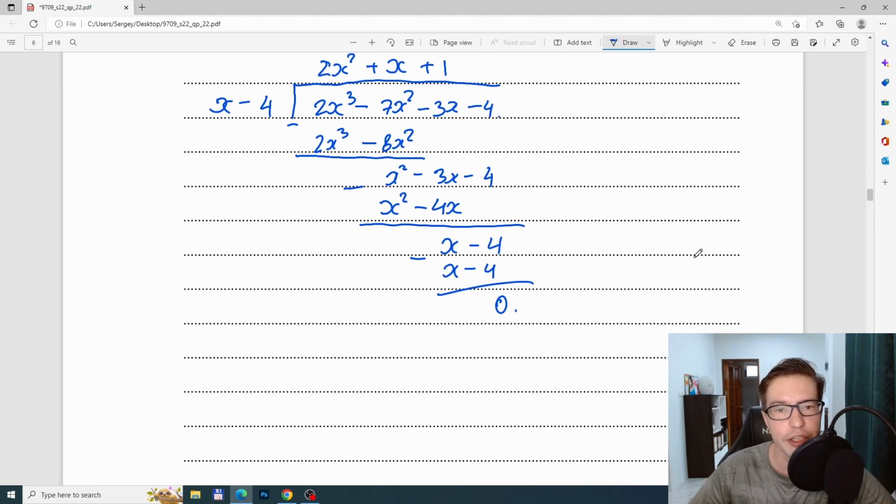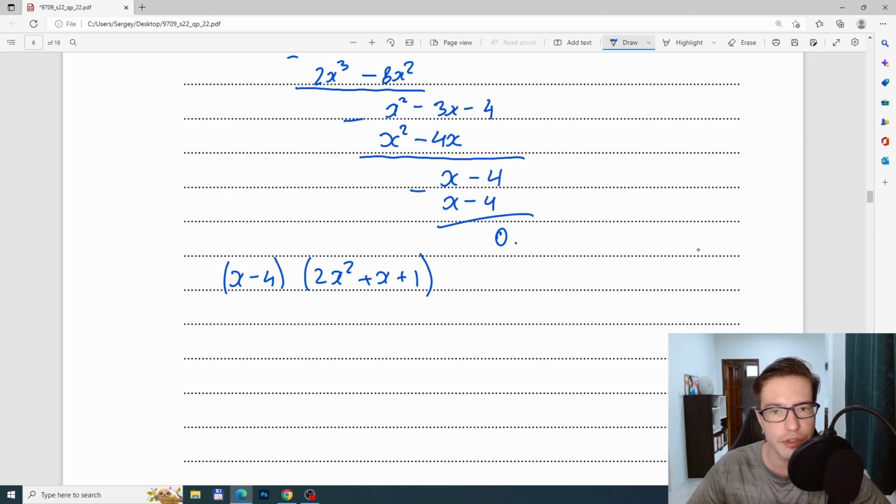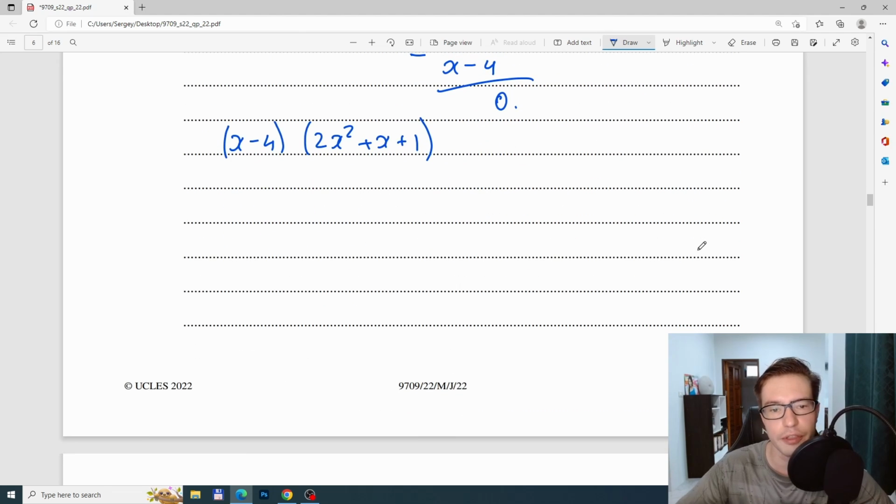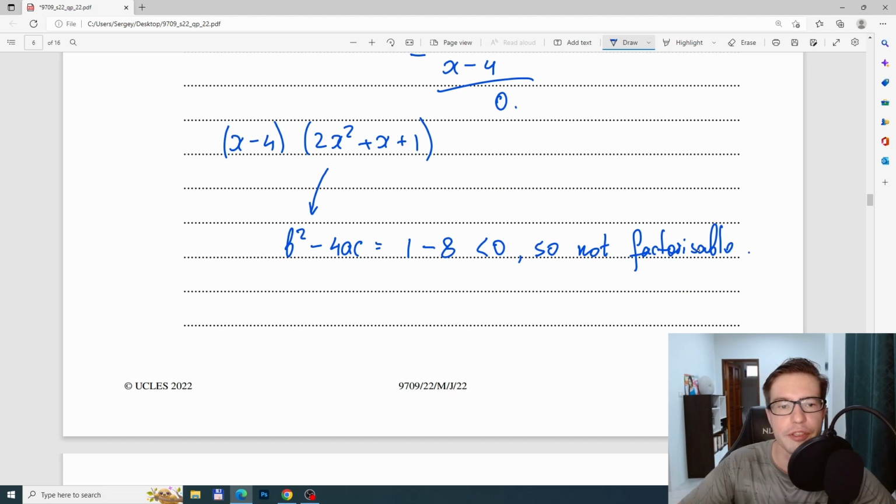Now, the question is, can we factorize even further? That depends on the quadratic. If the quadratic equation has solutions, then we can factorize it. If not, it's not factorizable. And to do so, we'll check b squared minus 4ac, which is 1 minus 4ac, which is going to be minus 7, so it's less than 0, so not factorizable. That means this is going to be our final answer.